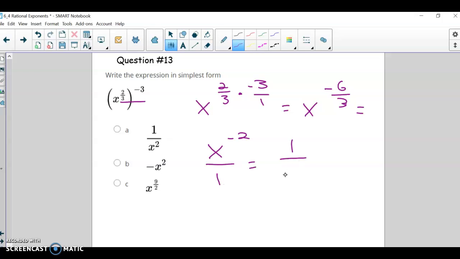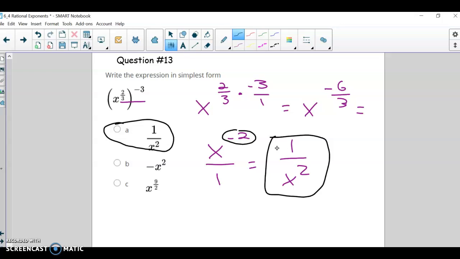Okay, and then from here, if you forgot how negative exponents work, it just means flip it. So basically that's going to be equivalent to 1 over x squared, right? You flip it and make the exponent positive. That is how to interpret a negative exponent. All right, so we end up with, well, for me it's letter A, but whatever choice 1 over x squared is, that's the right answer for number 13.